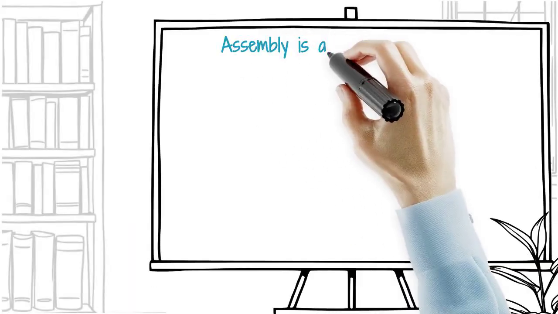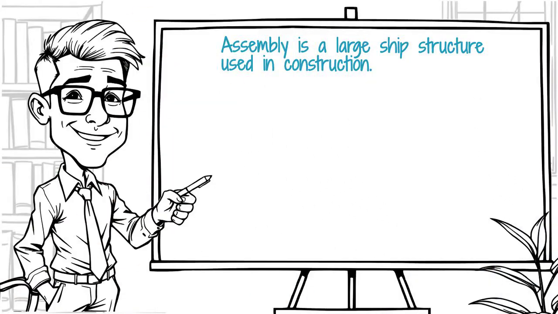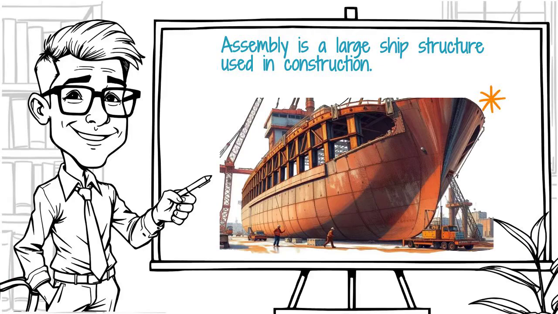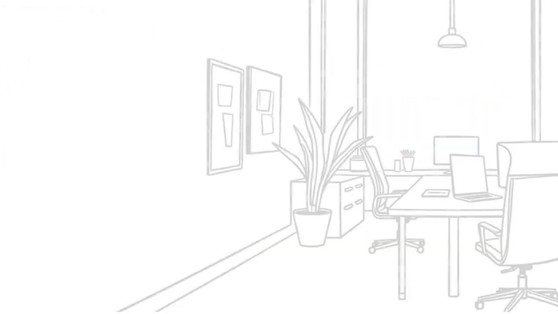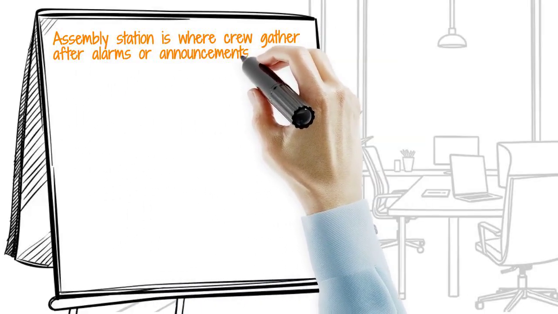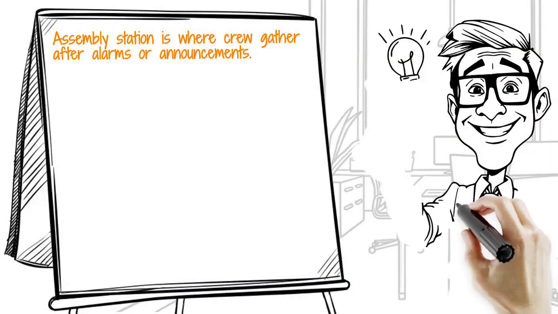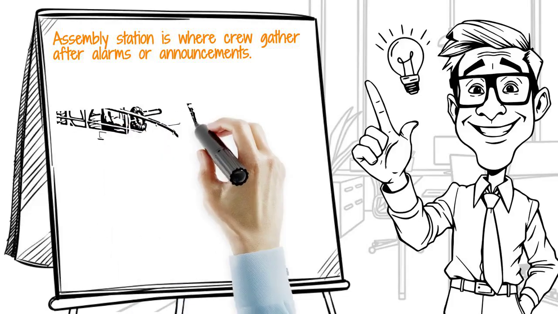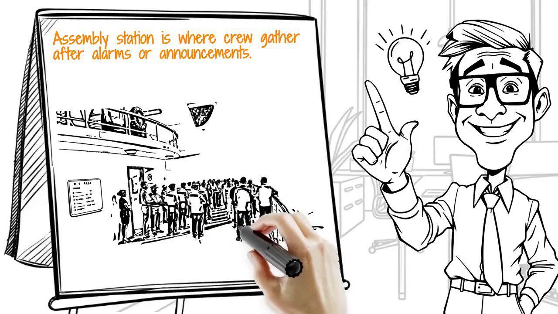Assembly, a large three-dimensional structure of plating and sections used in the construction of a ship. Assembly station, place on deck, in mess rooms, etc., assigned to crew and passengers where they have to meet according to the muster list when the corresponding alarm is released or announcement made.